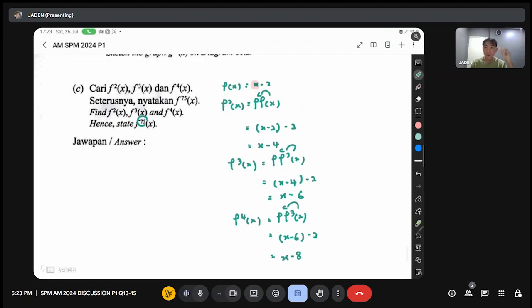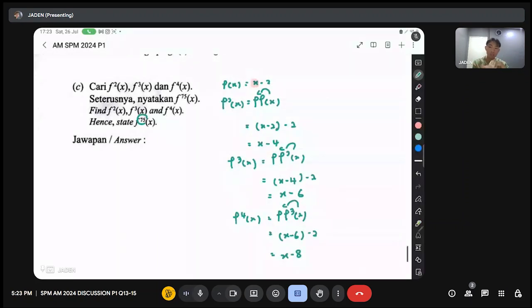Okay, now the problem is, how do we actually determine so-called f⁷⁵? Because f⁷⁵ is way further from what we are doing here, right? We have f¹, f², f³, f⁴, but we certainly don't want to do up until f⁷⁵. So the best way is to deduce a pattern of the function. So you have f and x. Okay, now based on the pattern, it is quite clear to us.